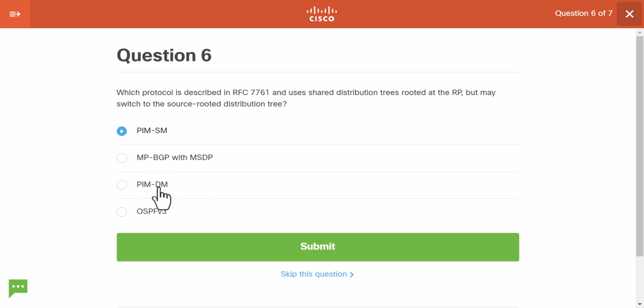And dense mode can only support source trees, right? So there is no concept of a rendezvous point with PIM dense mode, okay? And PIM dense mode is, as the course says, not much or not at all used in practice. So the answer is PIM sparse mode.